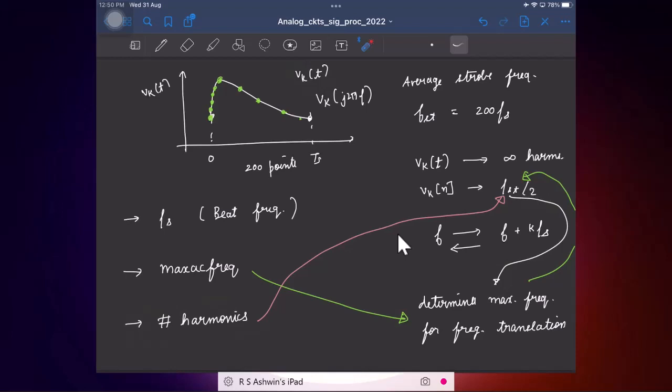But what the PSS will do is, based on these non-uniform samples, it has its own algorithms to exactly compute the spectrum. So that is why if you want to know the exact frequency spectrum, you need to specify the number of harmonics, and then the tool will compute so many harmonics with full accuracy.